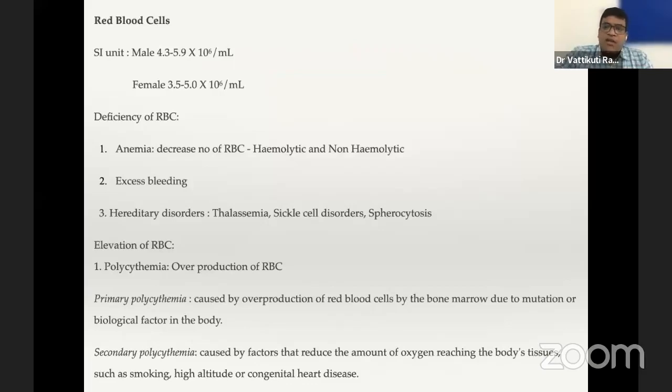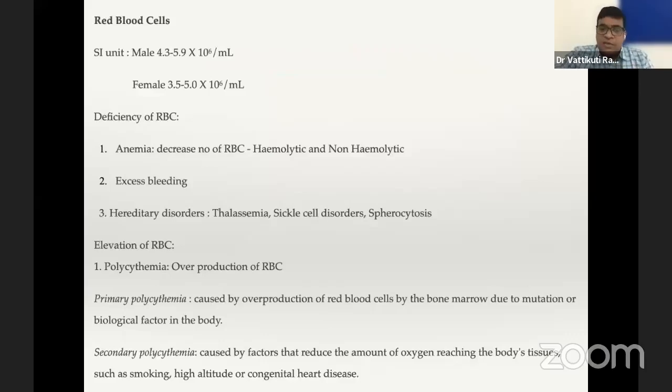On the contrary, you also tend to see higher RBC counts, which is called polycythemia. This is when you have a higher RBC count, and it could be either a primary polycythemia or a secondary polycythemia. The primary polycythemia is basically overproduction of red blood cells by the bone marrow because of an underlying disorder, mutation, or any other reason. A secondary polycythemia is generally seen whenever there is hypoxia.